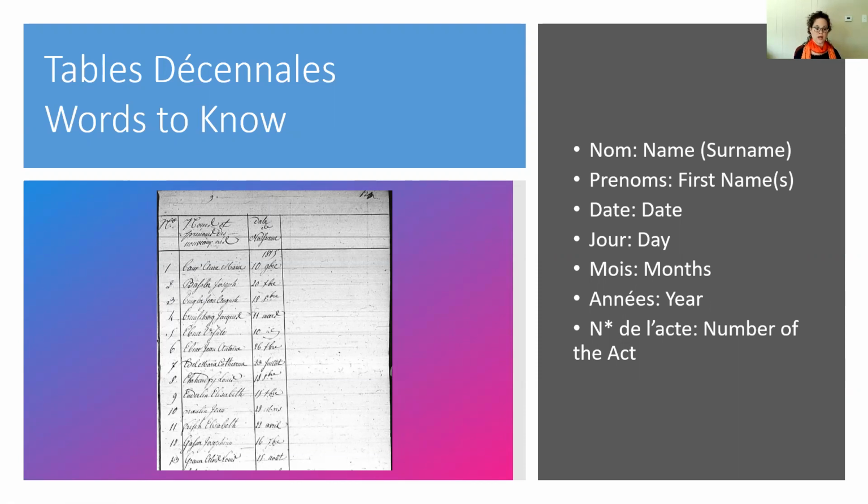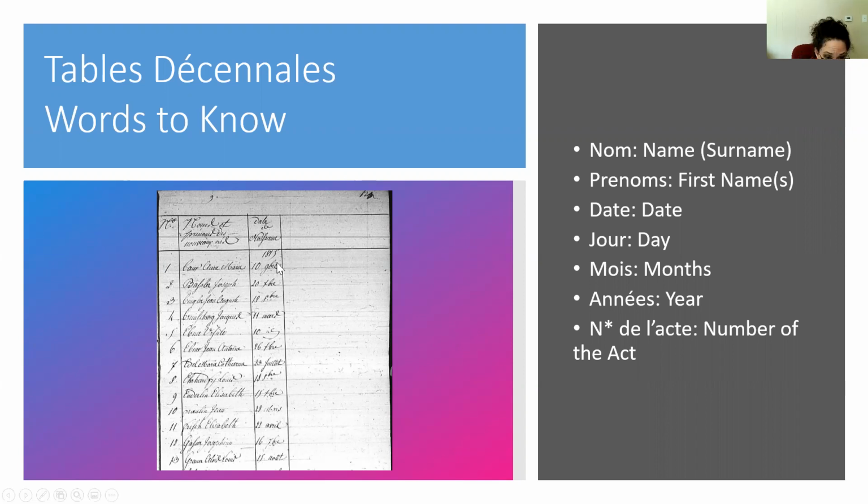So usually it's going to be by year. Sometimes you're going to have more than one year compiled together in one book. So what will happen is there will be a page at the beginning that says, for example, this is the year 1807. Then in this case, it looks like there were 12 baptisms performed that year.